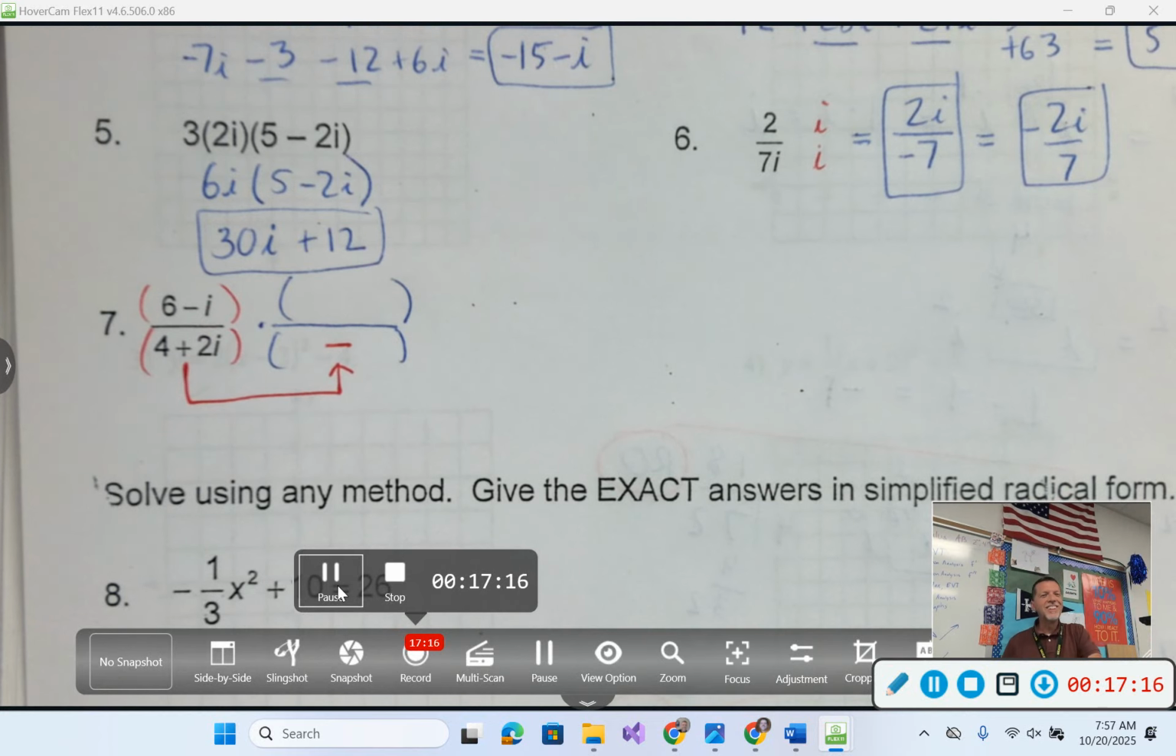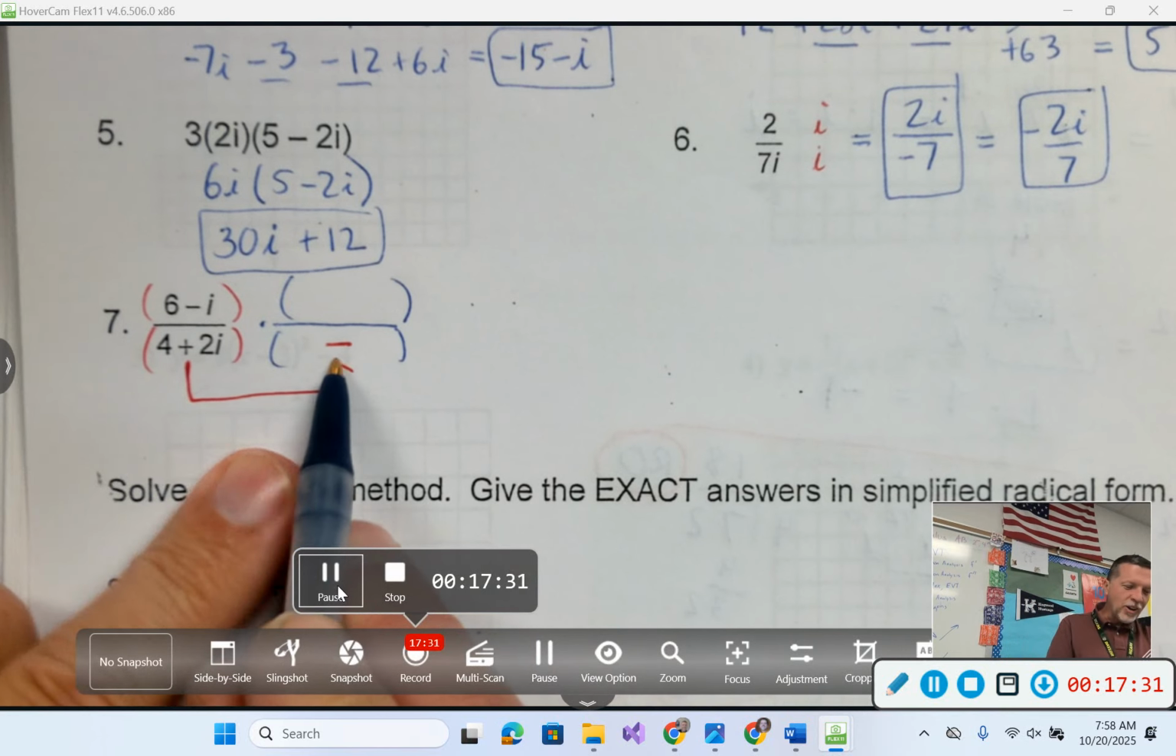What's the rest of it? Isn't that called keep it, change it, flip it? That's not keep it, change it, flip it. I don't care if you know what it's called. Is it HSA or whatever? No, HSA is complete the square. Oh, never mind. It's called a conjugate. And Ava's right.